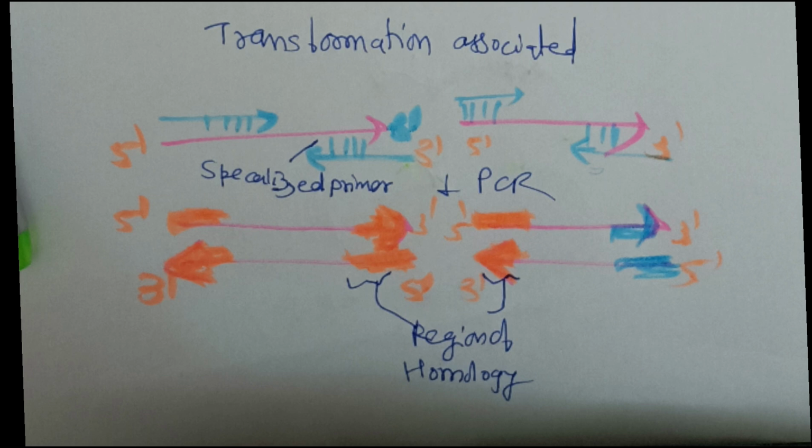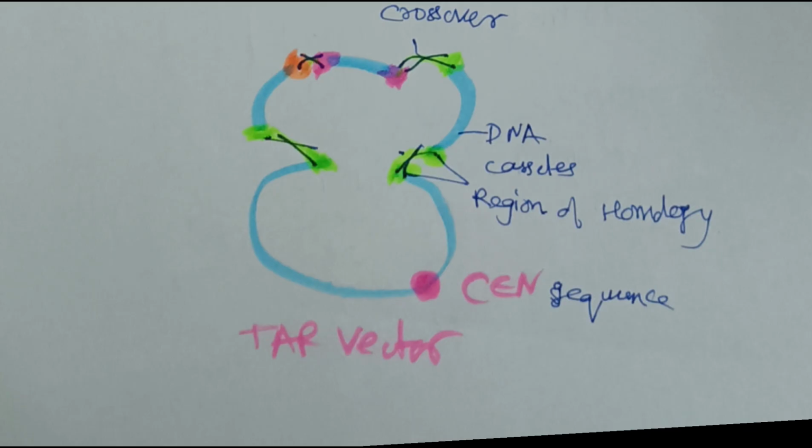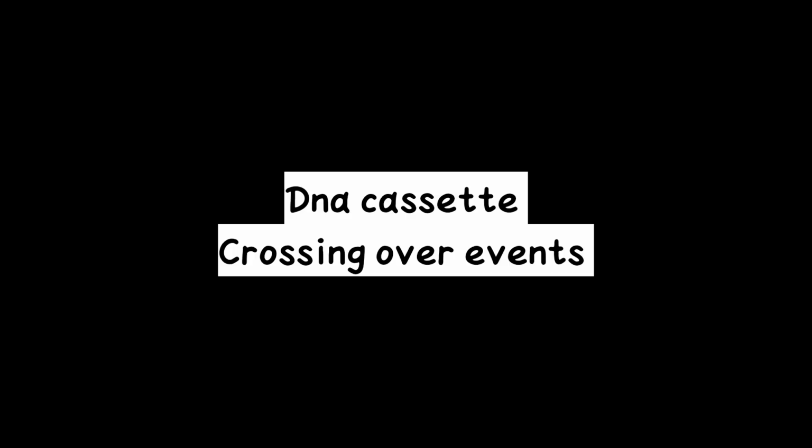So the goal of transformation associated recombination, TAR, technology in synthetic genomics is to combine DNA by means of homologous recombination performed by a yeast artificial chromosome, that is a YAC, with the CEN element in the YAC vector, which corresponds to the centromere. This sequence gives the vector the ability to behave in a chromosomal manner, thereby allowing it to perform the homologous recombination.